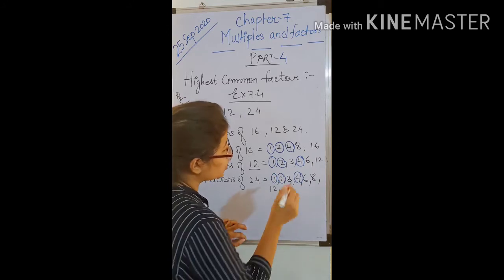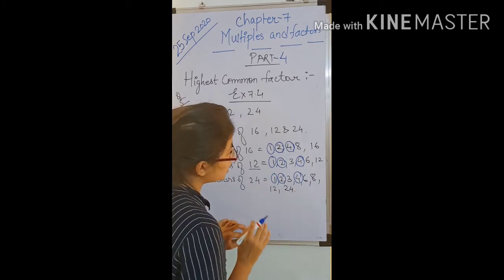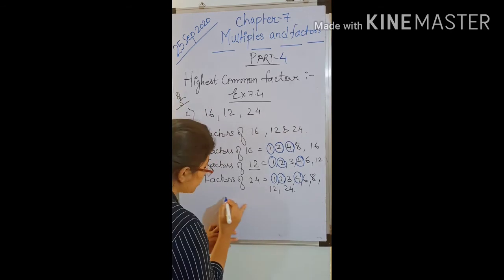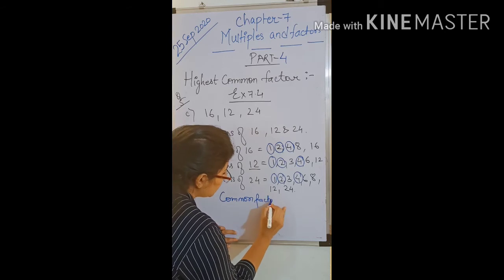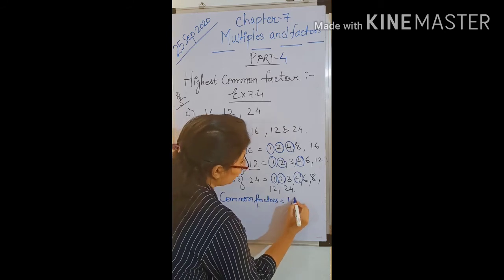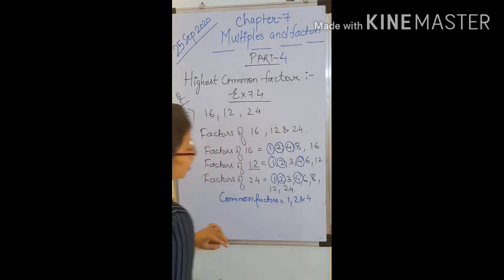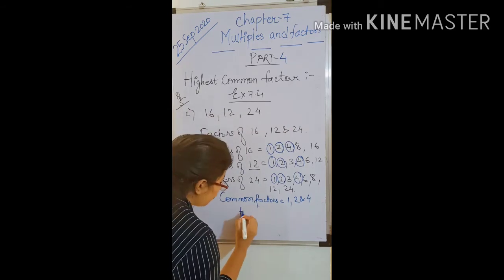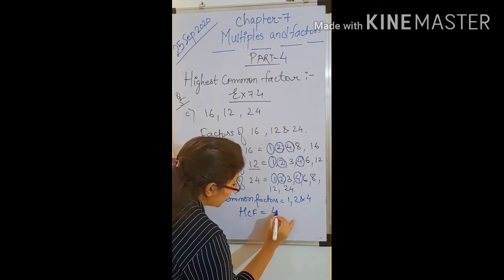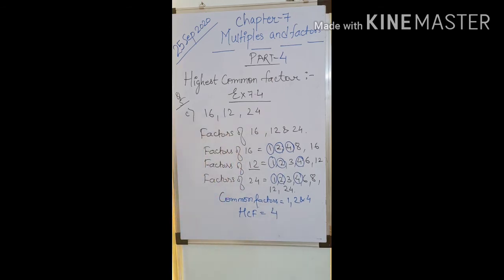So what do I observe? The factors which I have obtained over here are common factors. Now we can have common factors as 1, 2 and 4. Now out of which factor is the largest over here? Yes, 4. So the HCF of the given numbers 16, 12 and 24 is 4.